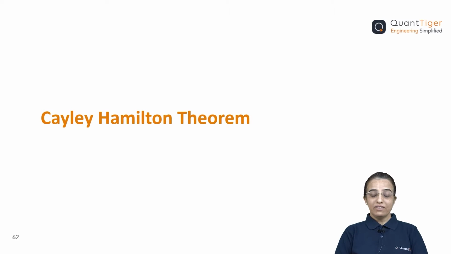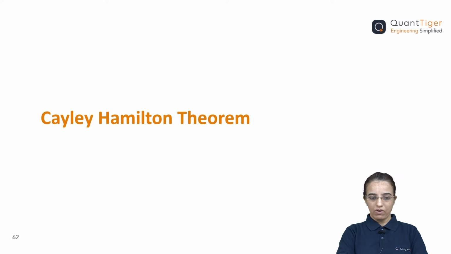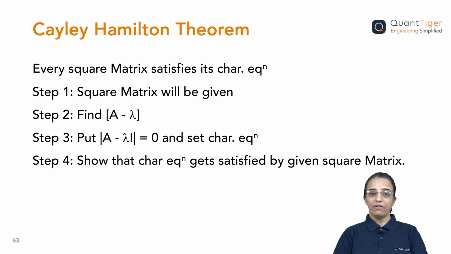Everyone, in this video we will be learning about the Cayley-Hamilton theorem. In the previous video we have seen eigenvalues and eigenvectors, how to find and how to use them. Now we will be learning about this theorem. It tells us that every square matrix satisfies its characteristic equation, and we will be using it to find the inverse of a given matrix.